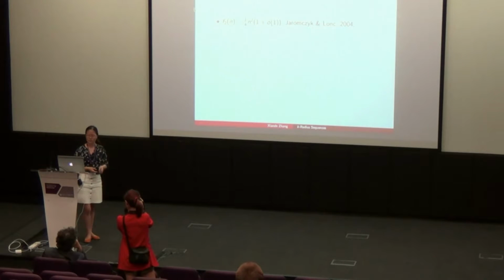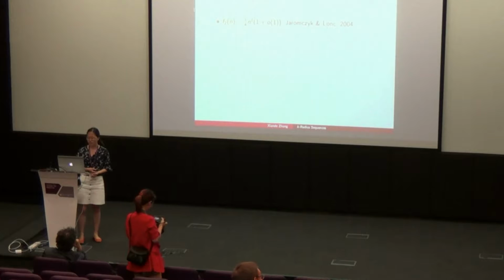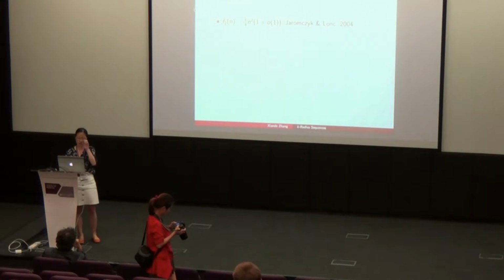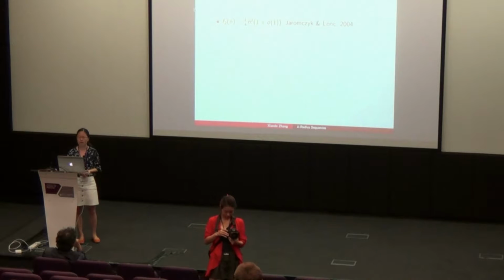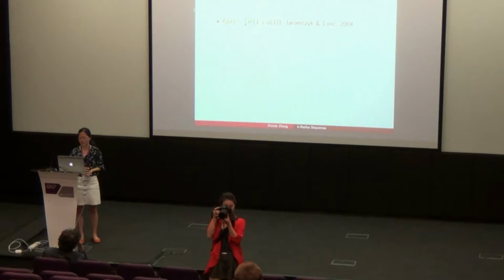And here are asymptotic results in the literature. We have F2(n) is about n squared over 4. It's just equal to the major term. The major term is correct.